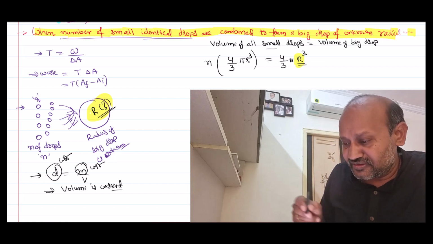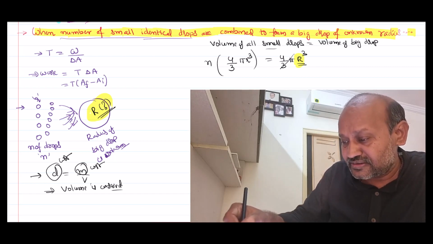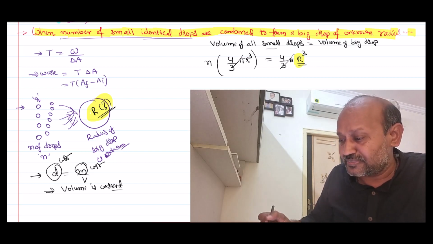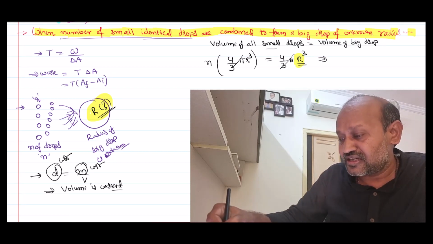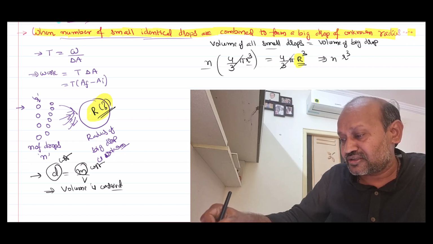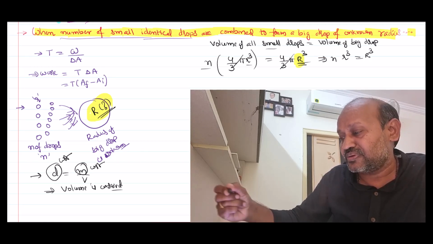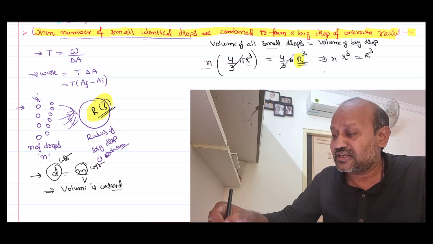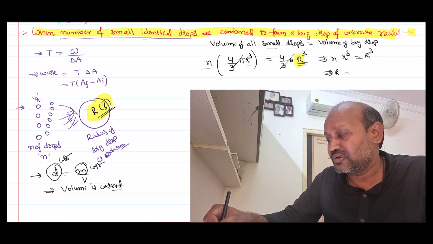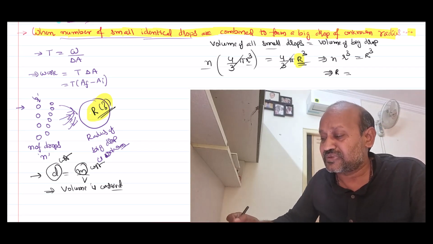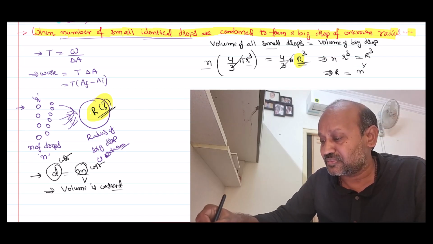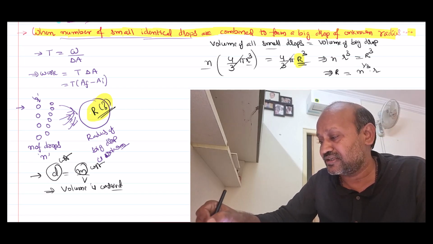So the relation between them: this 4 by 3 pi and this 4 by 3 pi can be cancelled. So it's a resultant value, and this is remaining: n small r cube is equal to capital R cube. From here I can write, taking cube root on both sides, capital R is n to the power 1 by 3 into small r.